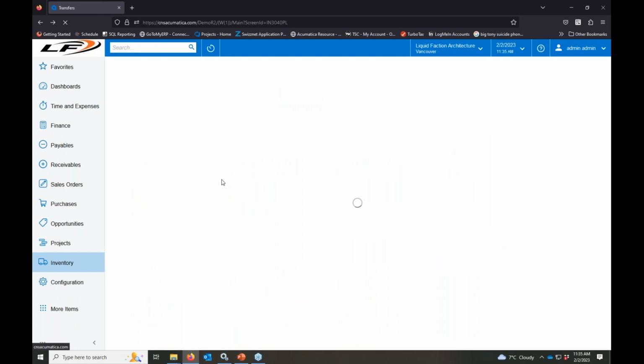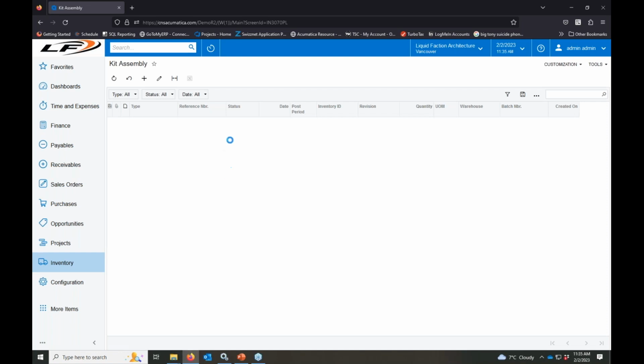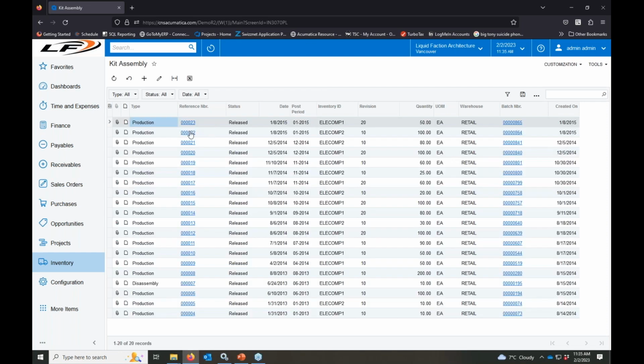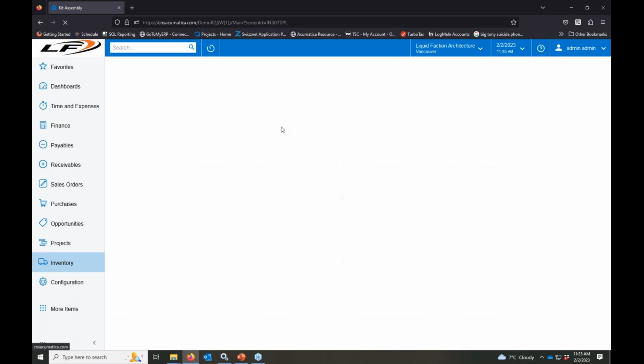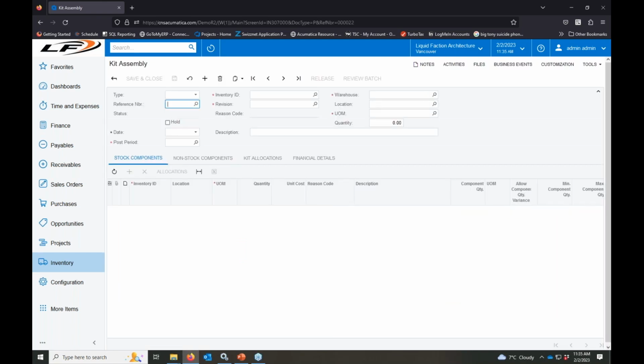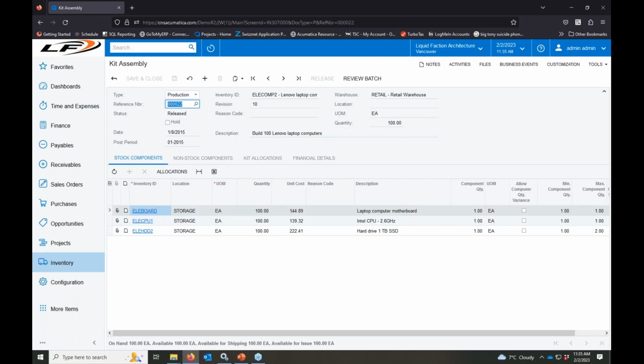Kit assembly. So these are those builds, or those packaging for distribution, or builds for manufacturing. Let's have a look here. So here's that Lenovo laptop. In this particular case, we're looking to build 100 Lenovo laptops. If we remember that bill of material, it required 1 motherboard, 1 hard drive, and 1 CPU. So building out 100 of them, we'll remove 100 of each of these.